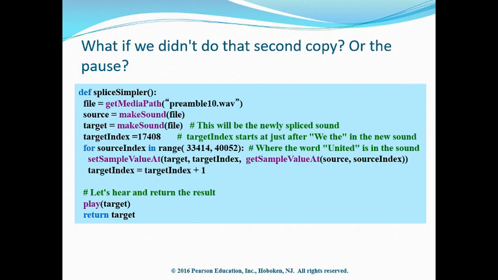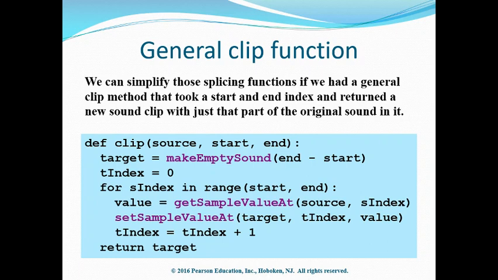We're gonna skip this example because it's still referring to that. General clip function. We can simplify those splicing functions if we had a general clip method that took a start and end index and returned a new sound clip.